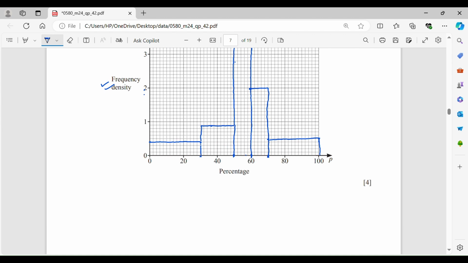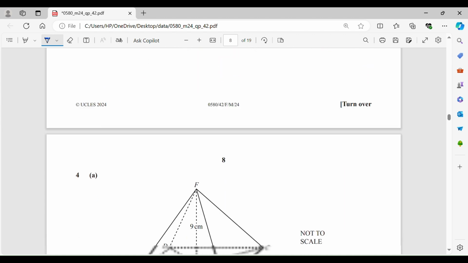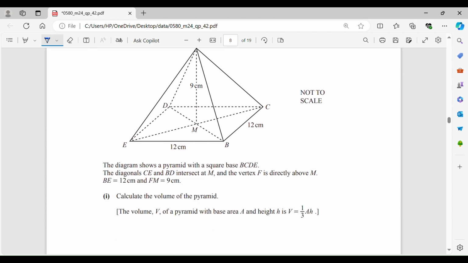Next is question number 4, A part. The diagram shows the pyramid with square base BCDE. The diagonals CE and BD intersect at M, and the vertex F is directly above M. So BE is 12 centimeter and FM is 9 centimeter. This will be the height of the pyramid, and this is the base.